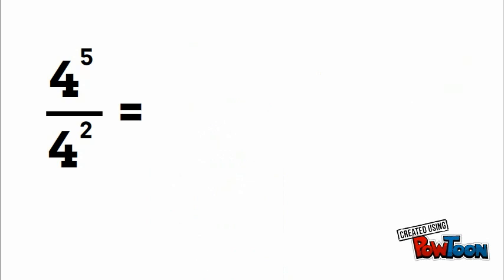Now the integer quotient rule says you can simply subtract your exponents when simplifying. So we could have just done 5 minus 2, which gives us 3, to show that the answer is 4 to the 3rd power.